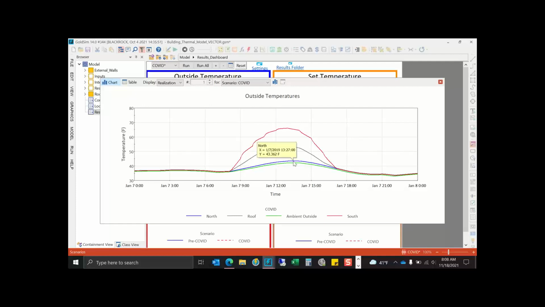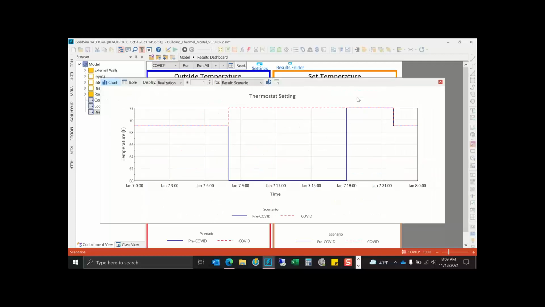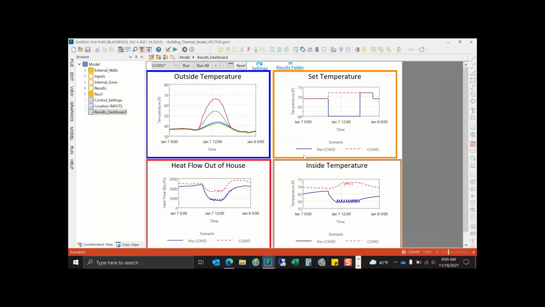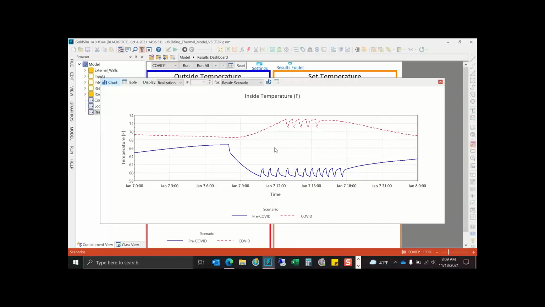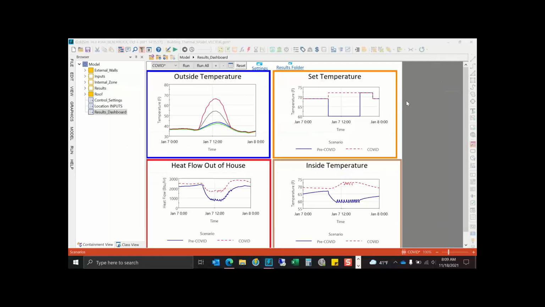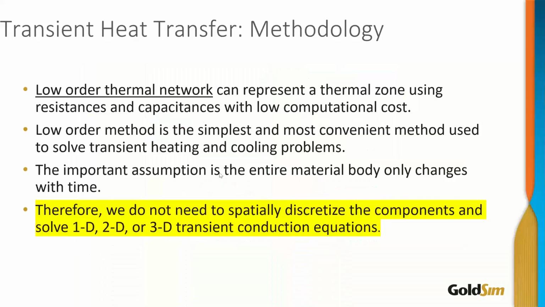We know that the north wall is going to be a lower temperature because it's in the shade, as opposed to the south wall, which has the most exposure to the sun throughout the day. So that's an overview of the outside temperature. Our set temperature varies throughout the day, depending on our comfort level and on whether we're home or not. The heat flow throughout the house is the heat leaving the house throughout the day. We'll go into these results at the end, but this is an overview of what the results look like. Before we get too much into the results, we're going to go back.